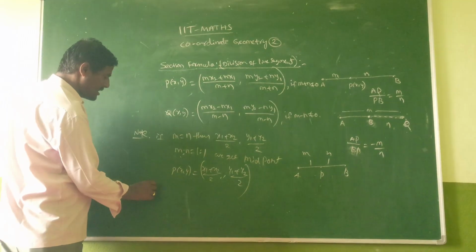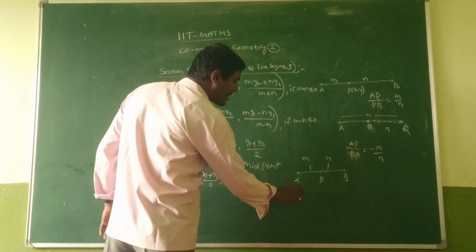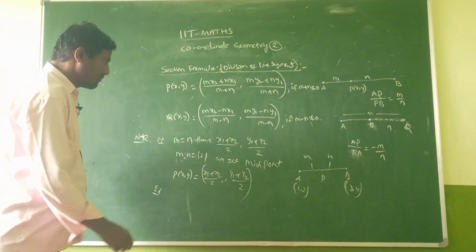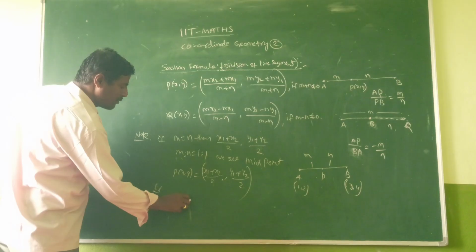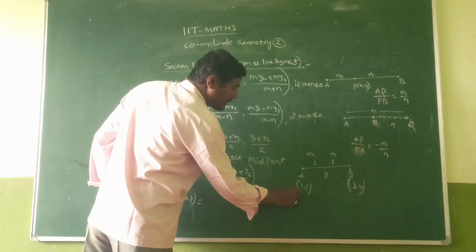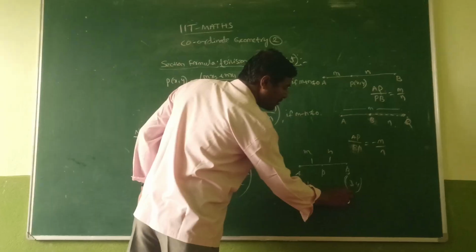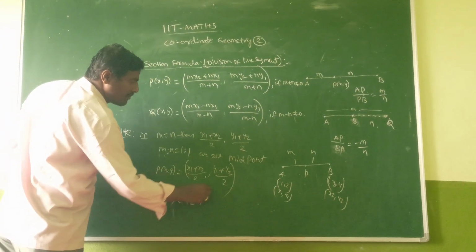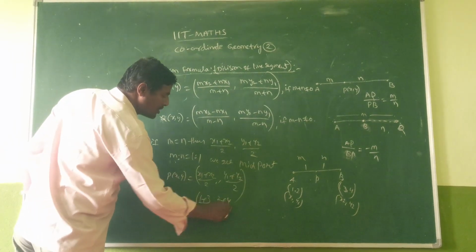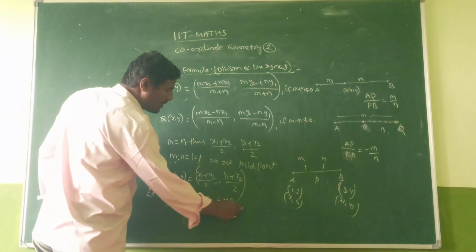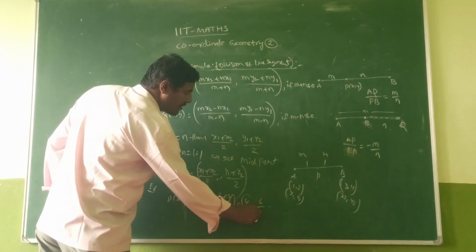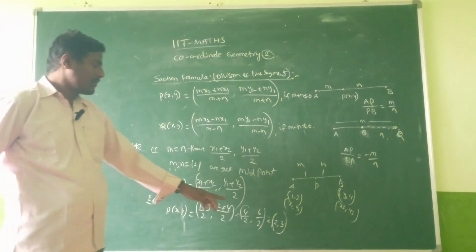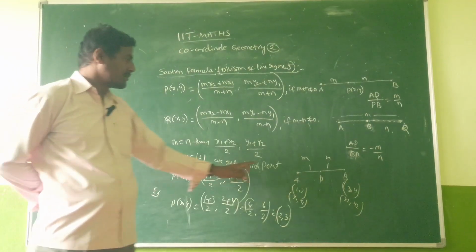So for example, we can take any two points A(1, 2), B(3, 4). We have to find the midpoint of the line segment AB. P(x, y) equals ((x1 plus x2) by 2, (y1 plus y2) by 2). This is x1, y1; this is x2, y2. So (1 plus 3) by 2 comma (2 plus 4) by 2, that is 4 by 2 comma 6 by 2. By cancellation we get 2 comma 3. These are the coordinates of the midpoint of the line segment AB.